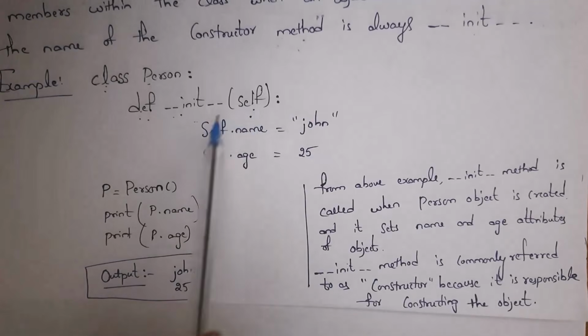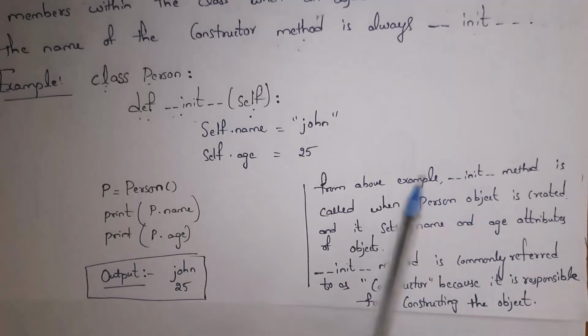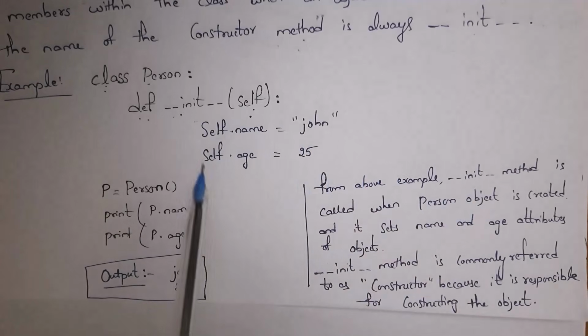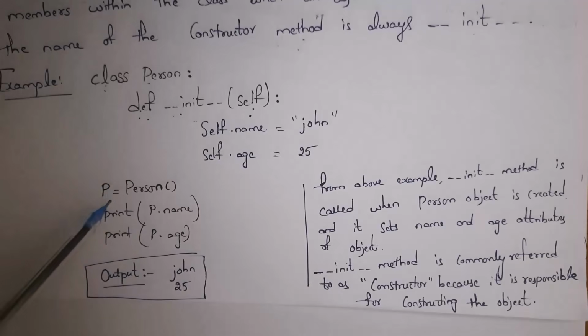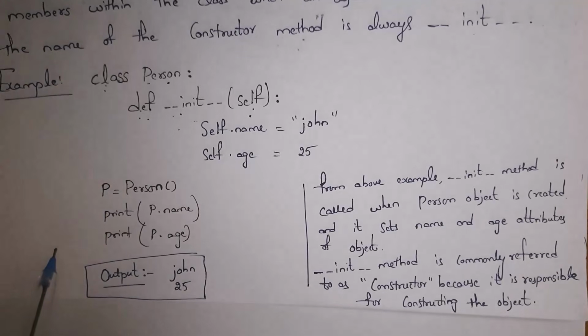So I just wrote here self.name equal to John, self.age equal to 25. Guys, definitely write self.name and self.age here. Now, outside the class, we need to create an object. You can take any variable name. I am taking the variable name as p.